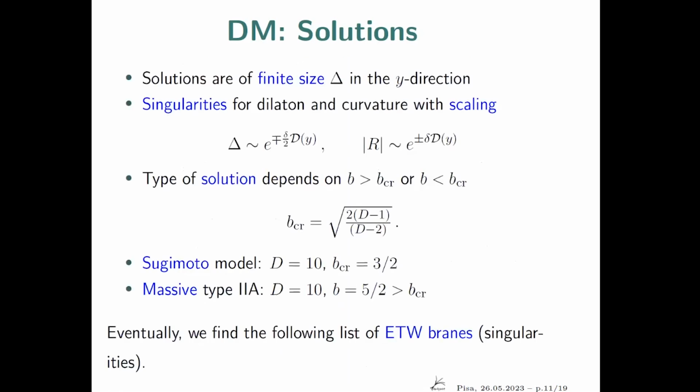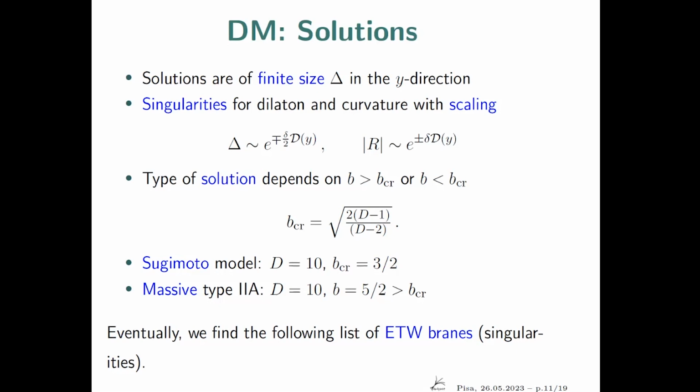Here we are looking at solutions of finite size in the y direction, and we want to check whether we always have this scaling behavior that we expect for end of the world branes. And indeed, this will be true. We'll see that the type of the solution, trigonometric or more hyperbolic, depends on the value of b relative to this critical value, so whether you have b larger or smaller than the critical value.